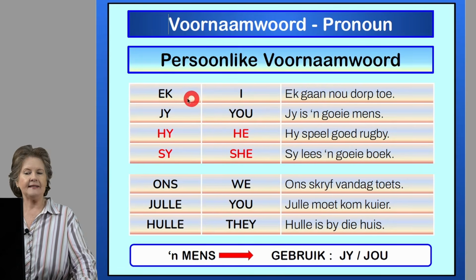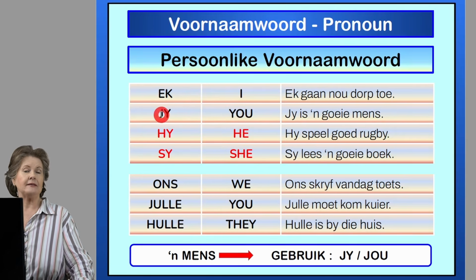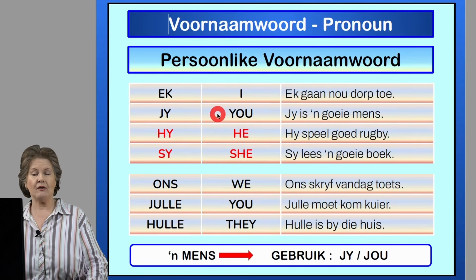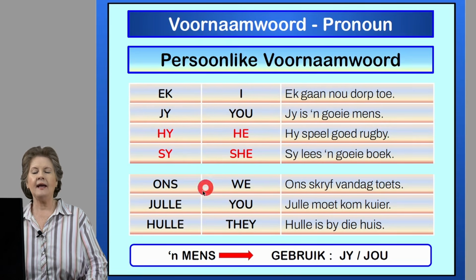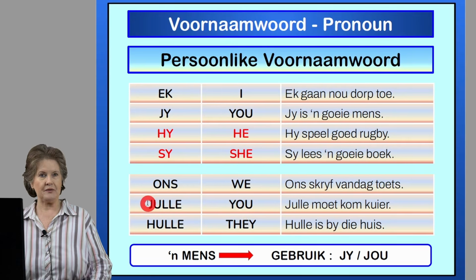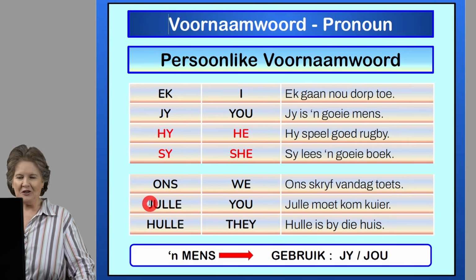Now, I is ek in Afrikaans, and I want to show you something about the jy. The jy, you, one person, in Afrikaans is jy. You see the J there, like the Y, and you, more than one person, is also a J word, and it's the same. You see the Y there and the J there. So don't get mixed up with those two. The others are self-explanatory, and you can learn it on your own.